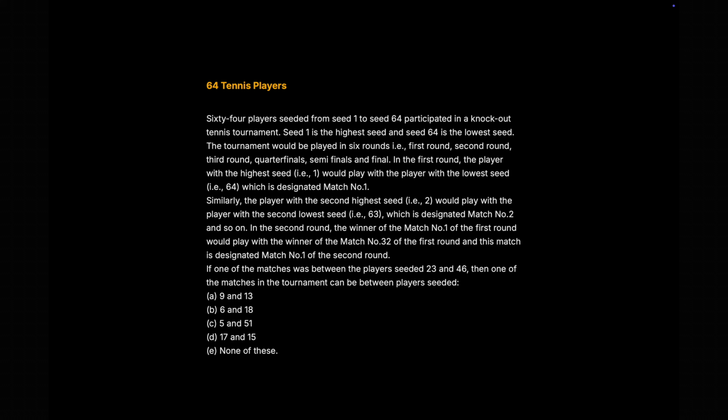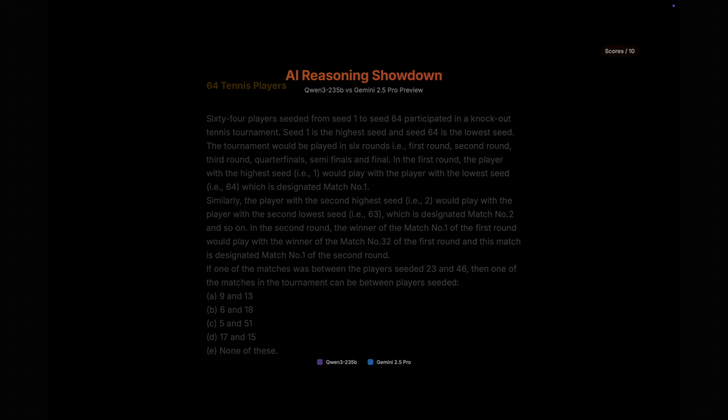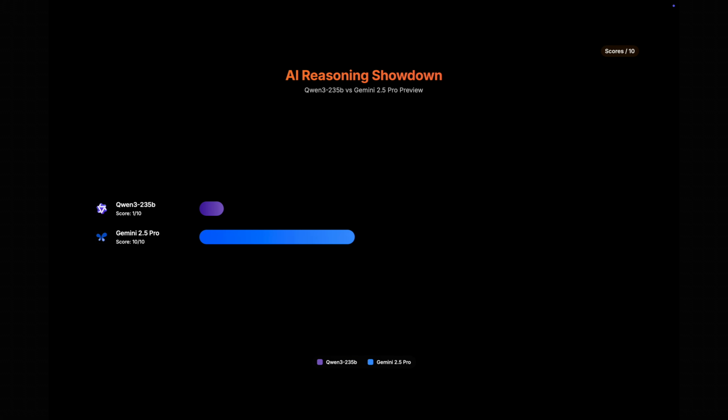So in the reasoning section, we'll just ask the hard questions. So let's start with the 64 tennis player question. You can see here Qwen scores 1 out of 10. But on the contrary, Gemini 2.5 Pro scores a 10 out of 10. That's a very drastic difference, guys.